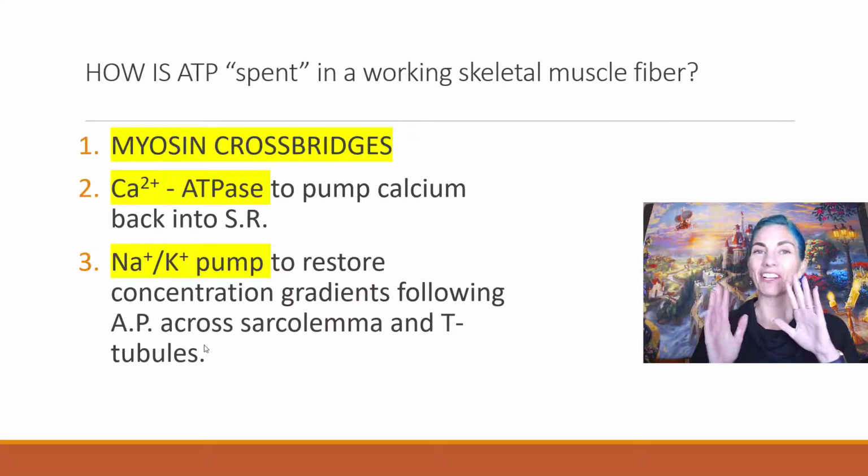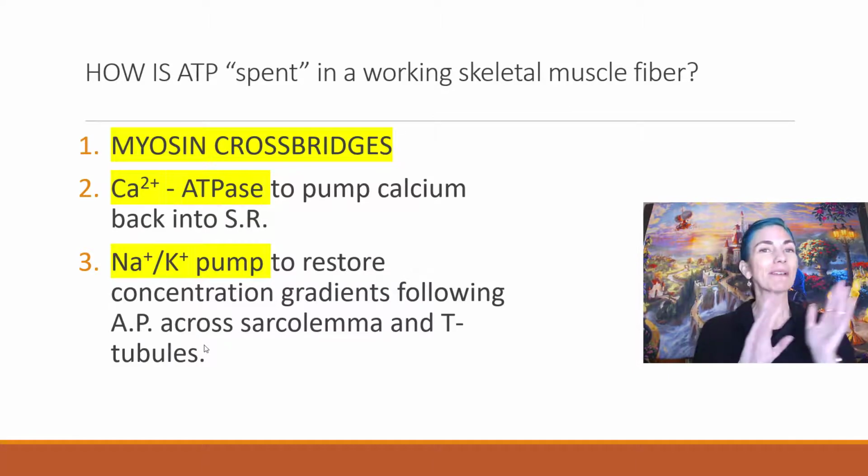All right, now that we've looked at how we spend money, we're going to spend the rest of the time looking at how we make money, or how we replenish ATP, and then how we use different fuel sources depending on exercise intensity.